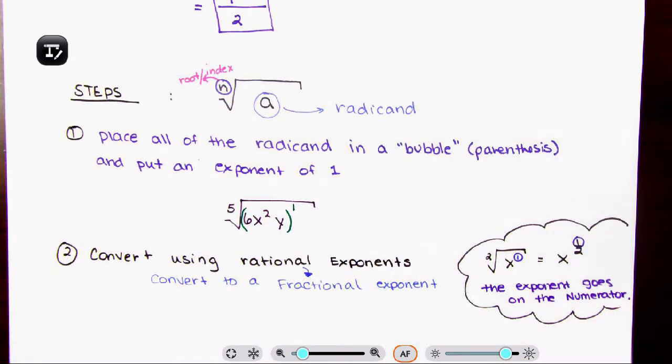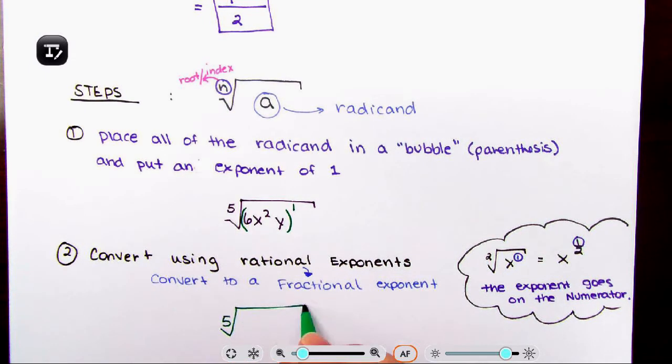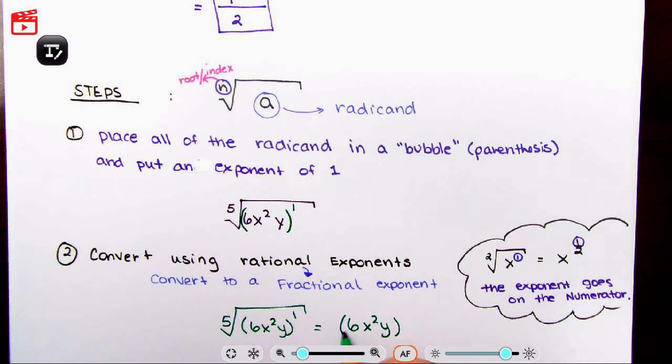I threw in the word numerator. That's a little bit more mathy than on top. So the exponent goes on the numerator, and the index or the root is your denominator. So how would you do this? You would say 5th root of, here's your bubble, 6x squared y to the first power. So we're going to convert that to 6x squared y to the 1/5 power.